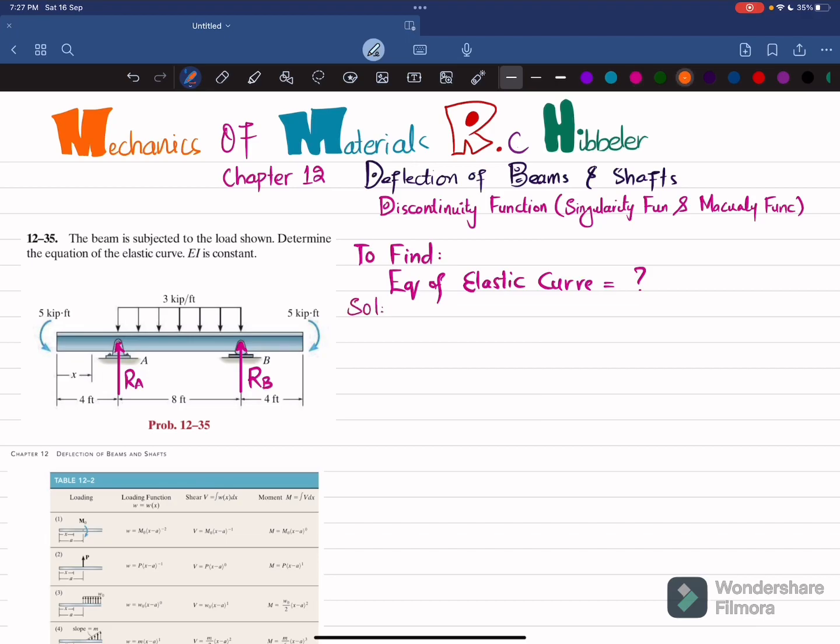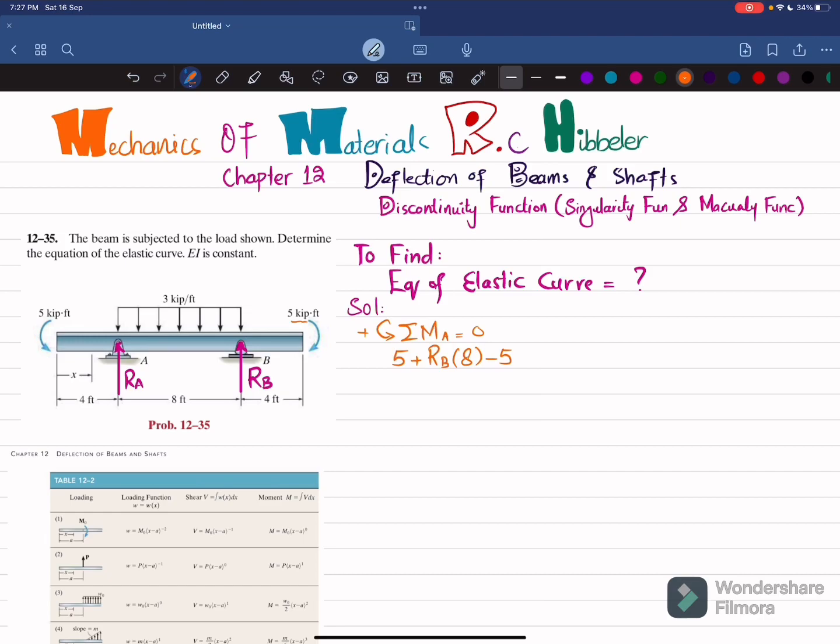The first equation of equilibrium is that the sum of all moments about point A is equal to 0, taking the counterclockwise moment as positive. About point A, one moment is this 5 kip-feet, that is counterclockwise, so it will be positive. So I will write 5. The second moment is due to this force Rb, whose perpendicular distance about point A is 8 feet, and this is producing counterclockwise moment, so it will also be positive. So I will write plus Rb into 8. The third moment is this 5 kip-feet, that is clockwise, so minus 5.